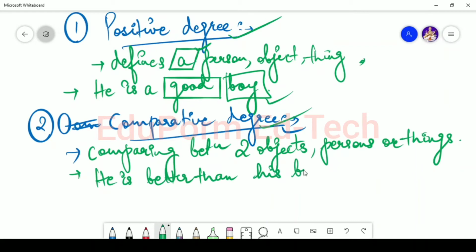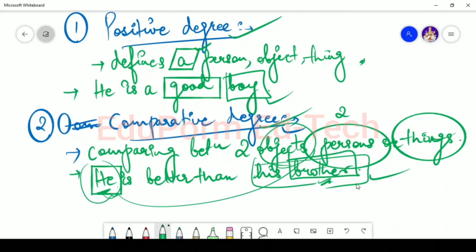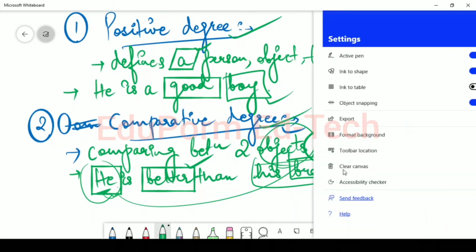Let's say for example, if I say that he is better than his brother. Okay, in this case I am talking about two persons here, he and his brother. I am making comparison between two persons, so I am going to make use of the comparative degree of the adjective. And what is the comparative degree of good? It is better.